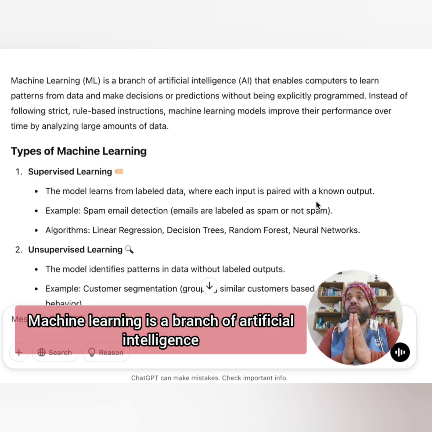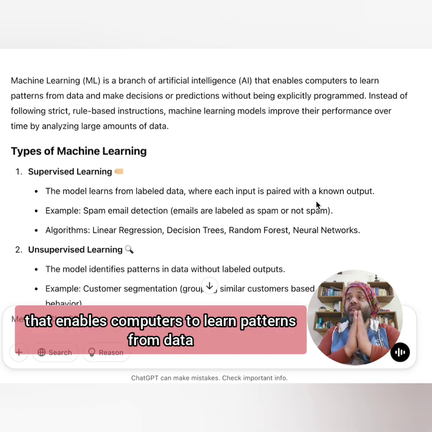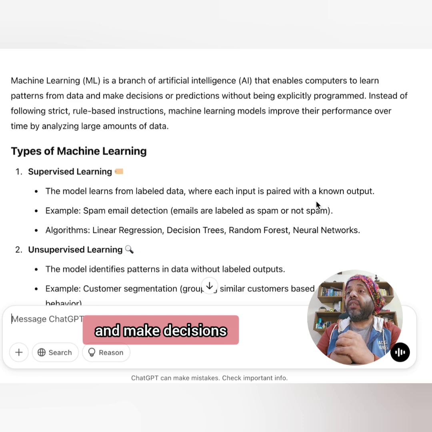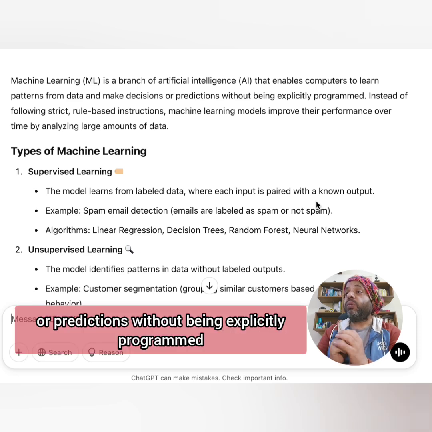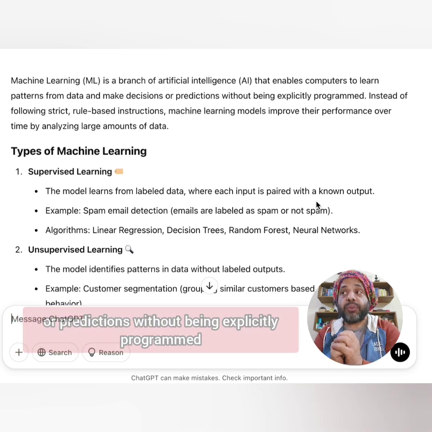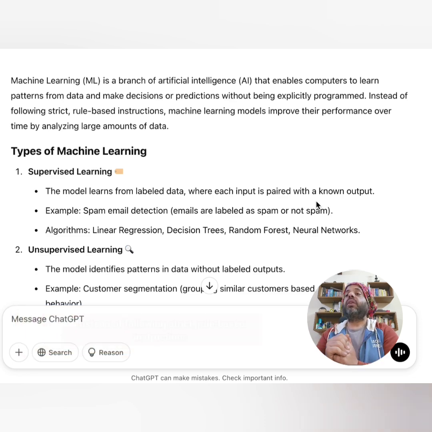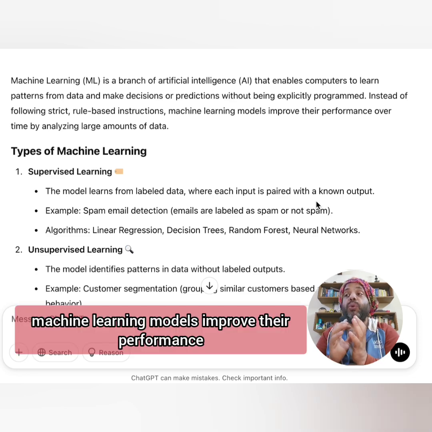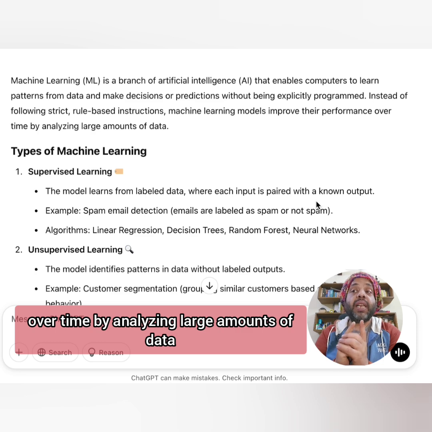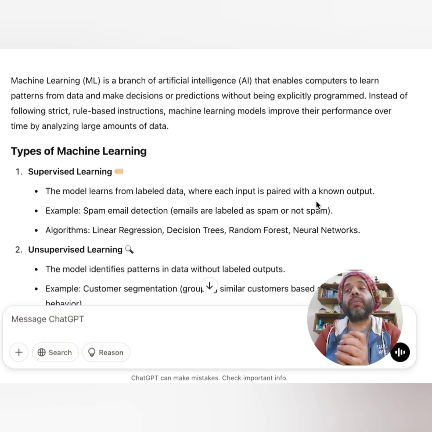Machine learning is a branch of artificial intelligence that enables computers to learn patterns from data and make decisions or predictions without being explicitly programmed. Instead of following strict, rule-based instructions, machine learning models improve their performance over time by analyzing large amounts of data.